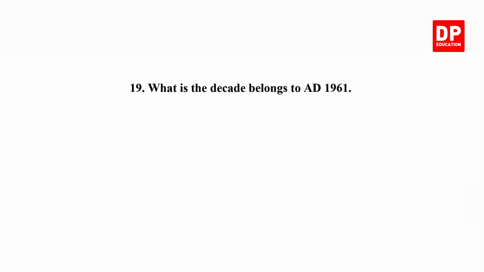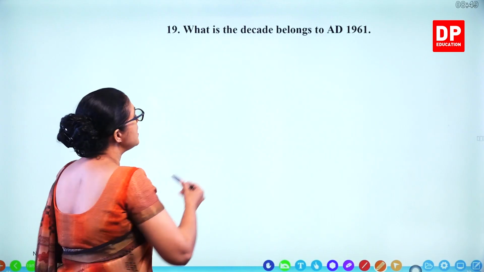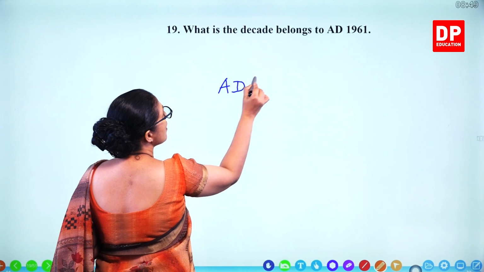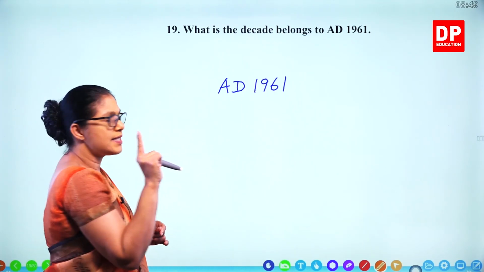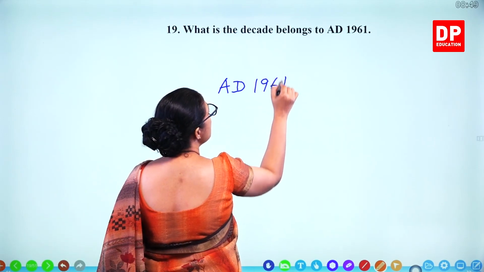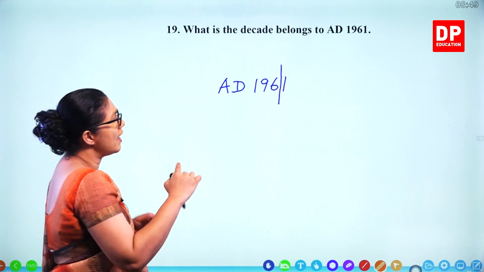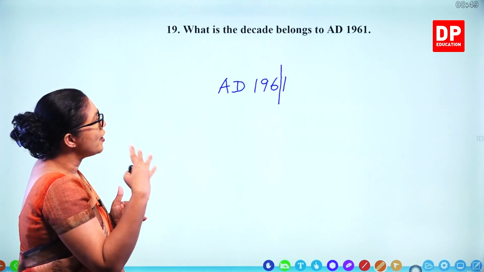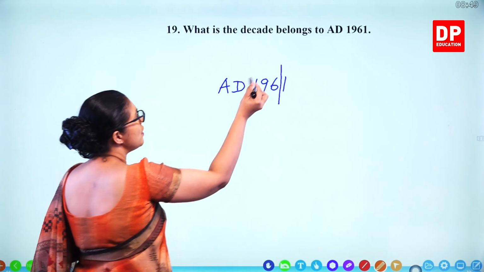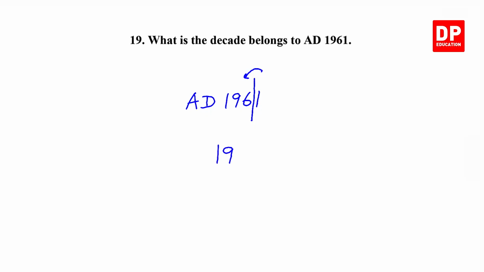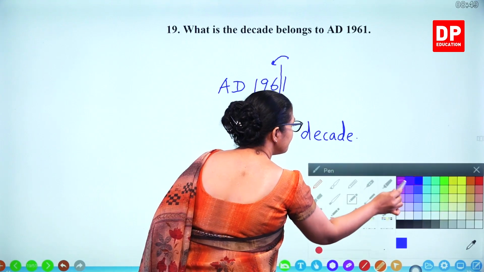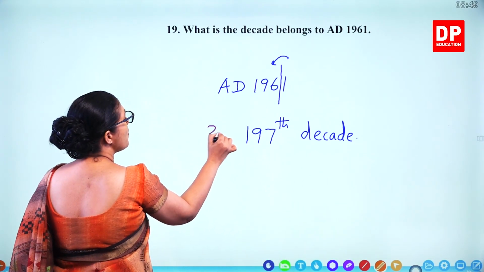Question number 19. What decade does 1961 AD belong to? Decade means you divide by 10. Dividing by 10, here you get 1 there. If it's 1 or more, you have to add 1 to the previous one. So what's the value? 197th decade. Two marks.